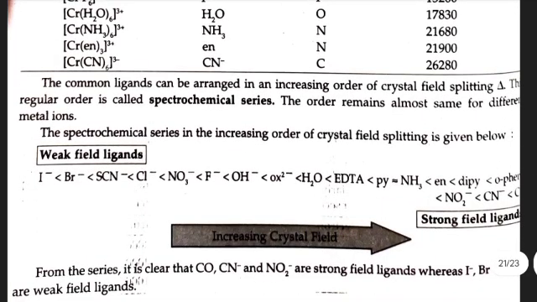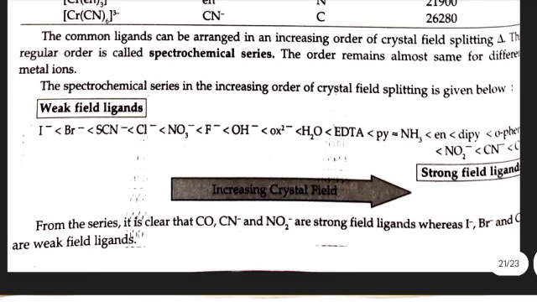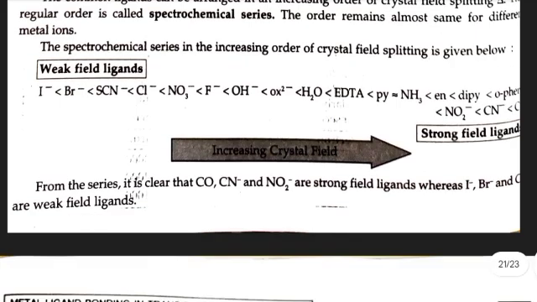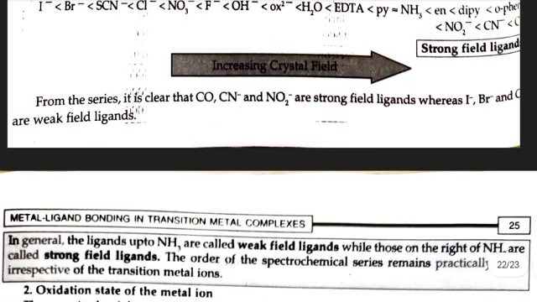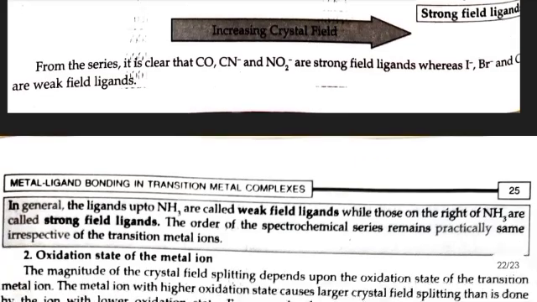The common ligands can be arranged in an increasing order of crystal field splitting. This regular order is called the spectrochemical series. The order remains almost the same for different metal ions. The spectrochemical series in the increasing order of crystal field splitting is given below. From the series, it is clear that CO, CN negative and NO2 negative are strong field ligands, whereas I negative, bromide and chloride are weak field ligands.